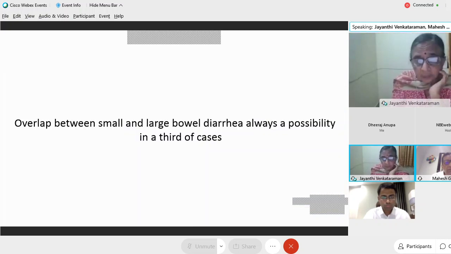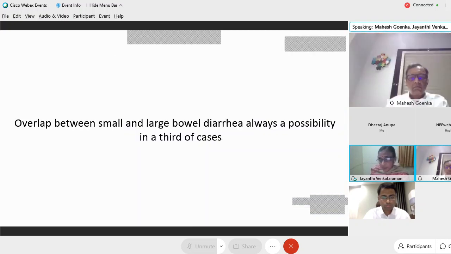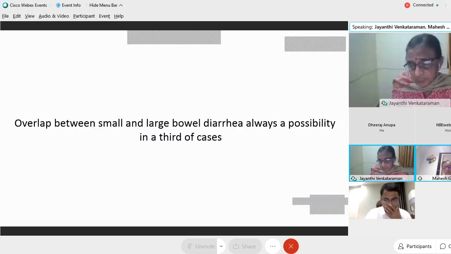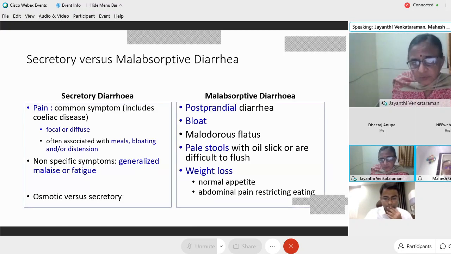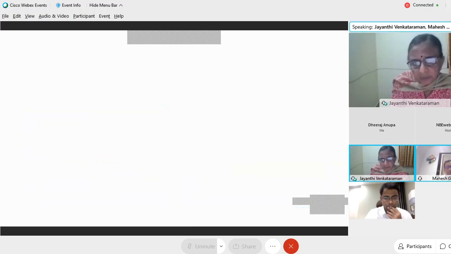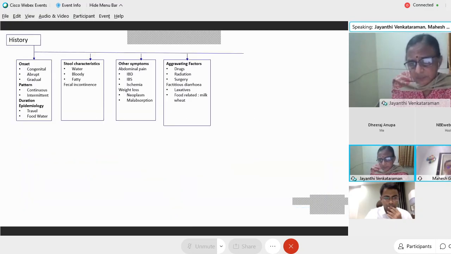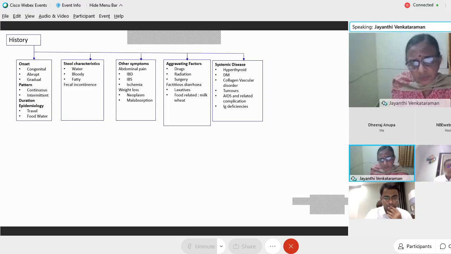And then there can always be an overlap between large bowel and small bowel diarrhea in a third of the cases. Always know the differences between secretory and malabsorptive. What is secretory? What is malabsorptive diarrhea? And this was a very nice algorithm which I presented once. And your history taking is very important.